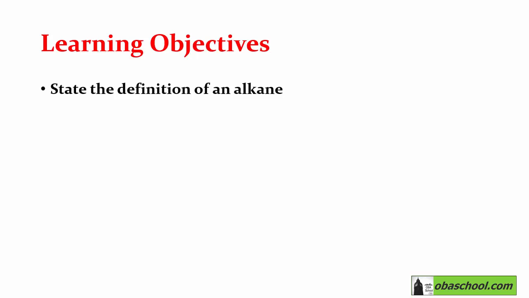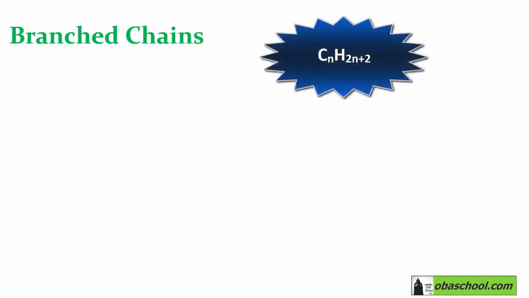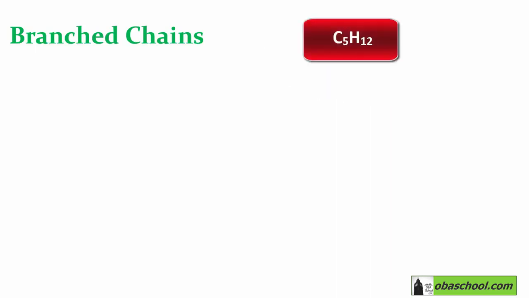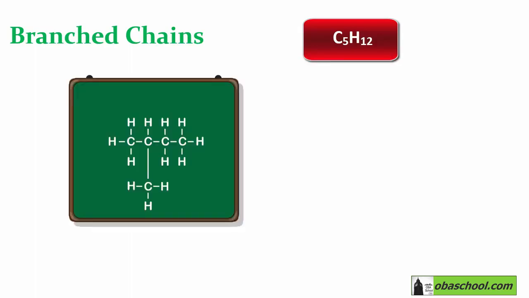In this tutorial, we will work also on the definition of an alkane. However, now we will talk about branched chains of alkanes. Let's talk now about branched chains of alkanes. The general formula of a branched chain of alkane is CnH2n+2 as well. So for example, if we take the molecular formula C5H12, a branched chain having this molecular formula is methylbutane.